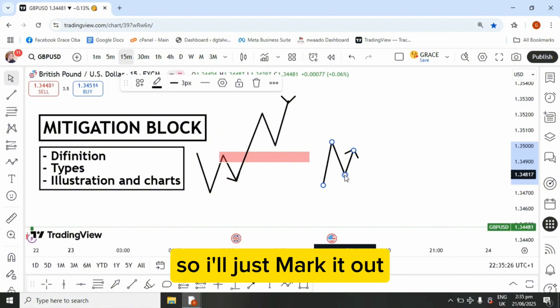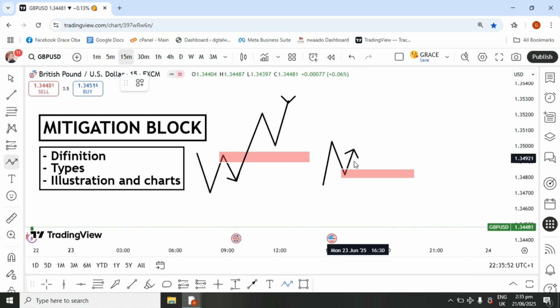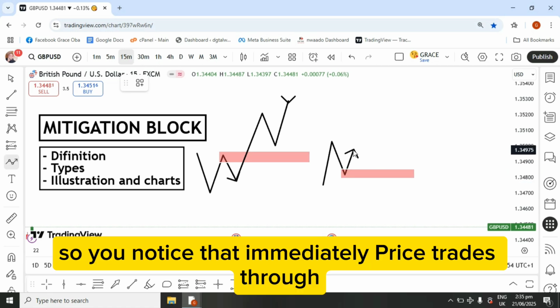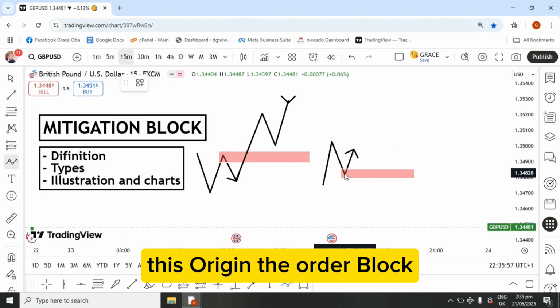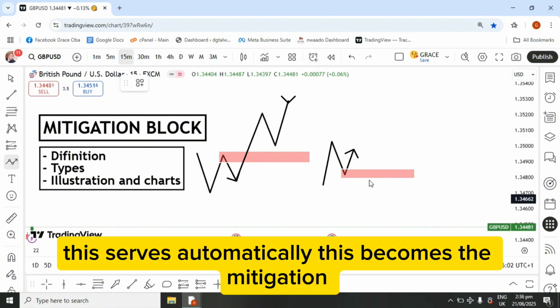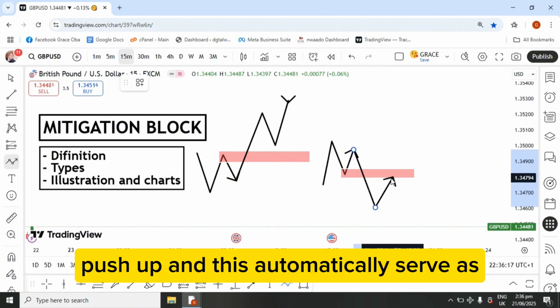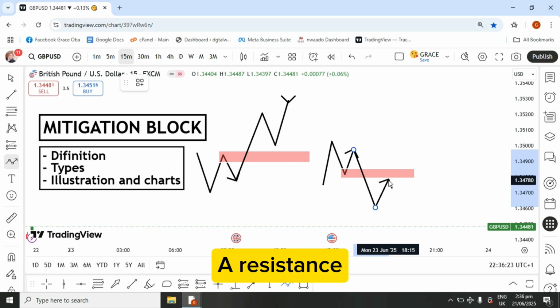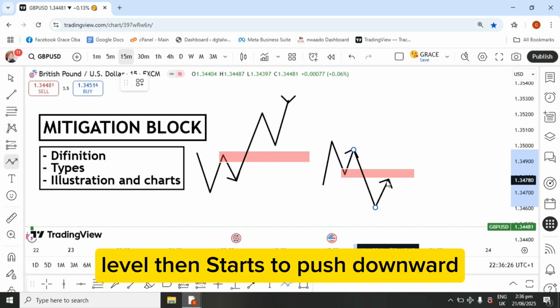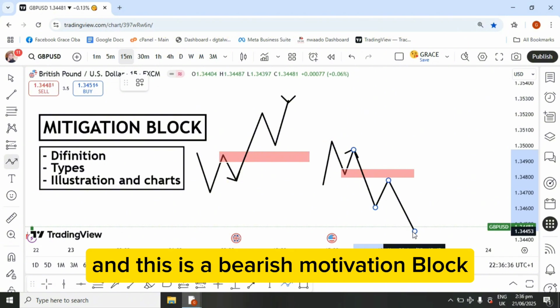So I'll just mark it out. The origin of the failed swing is here. So you notice that immediately price trades through this origin, the order block, and starts pushing down, this automatically becomes the mitigation block. So price trades through the block, pushes up, and this automatically serves as a resistance level, then starts to push downward, and this is a bearish mitigation block.